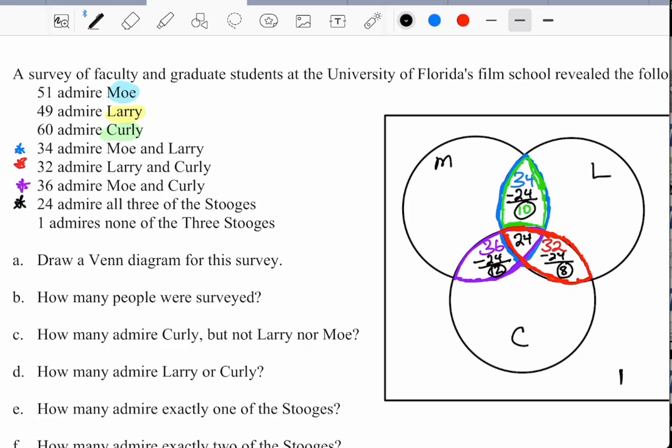All right. So then, when we look at the Mo category, going back to that, that's this one here. We have 51 individuals that admire Mo, but maybe they also admire Larry. Maybe they also admire Curly. Maybe they admire one but not the other. Maybe they admire all three. So from the 51 that admire Mo, we're going to subtract off anything else that's in the Mo sphere of influence. So I have to knock off a 10, a 24, and a 12.